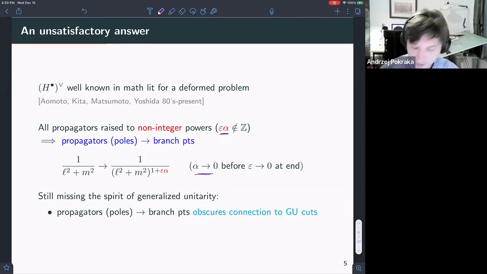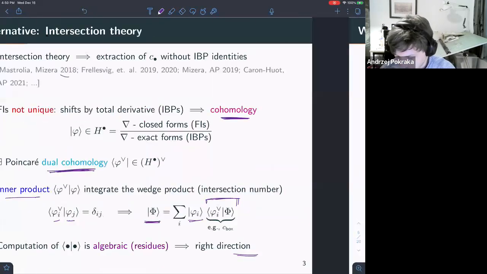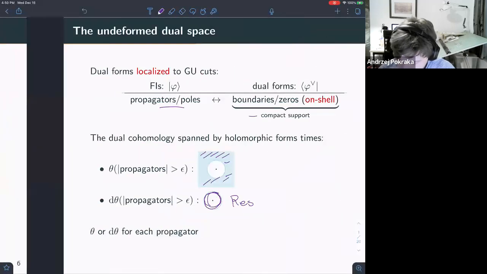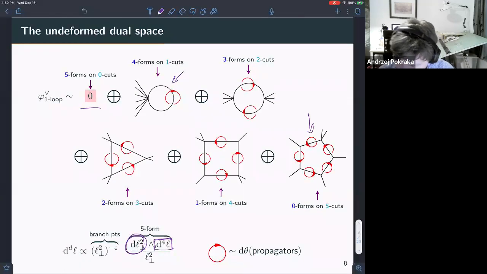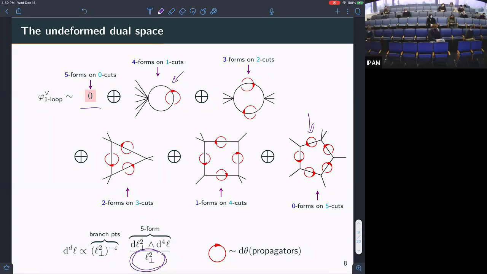And as for constructing the basis, it is in some sense easier, because you have fewer things to work with when you're trying to make a basis of dual forms, right? Because you don't have propagators. What you've really got is just this L perp squared, and you've got the L perps.